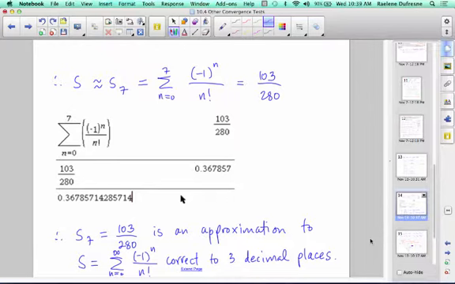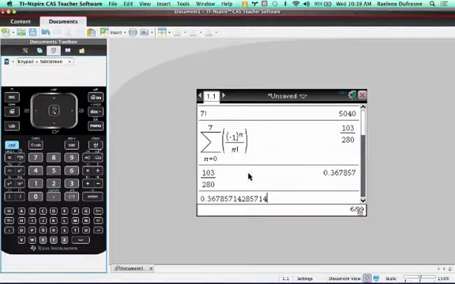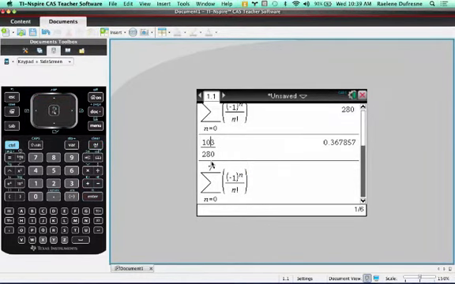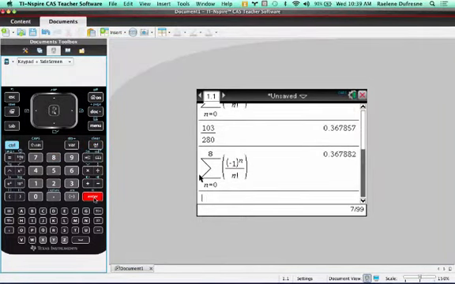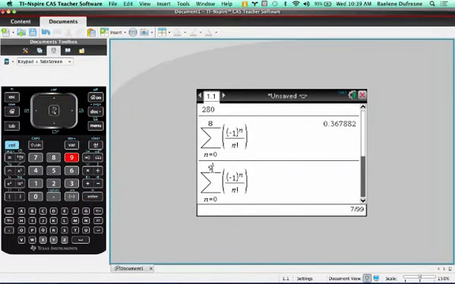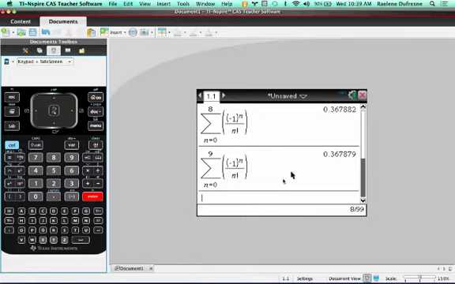So let's just take a look to see what happens in the graphing calculator if we actually did try to approximate this value of the infinite series using more n values. And I'm just going to approximate in one step. We're going to get 0.3678. So in fact, these two are still correct to 4 decimal places, and we only wanted to be correct to 3 decimal places. And if we use 9, we see that the 4th decimal place is still correct.